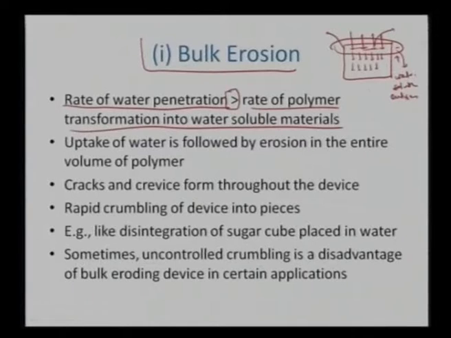So water is seeping down to a much faster extent even in the bulk of the polymeric material. So in the process, what is happening is that uptake of water happens first, and that is followed by the erosion process, and that happens in the entire volume of the polymer, because our water penetration rate is much faster than the rate at which the material will turn into a water soluble component.